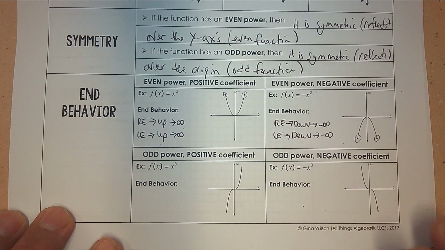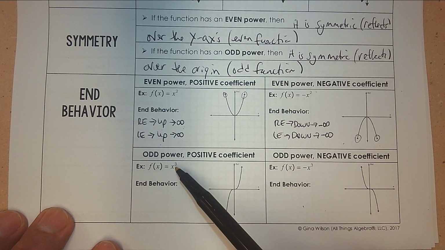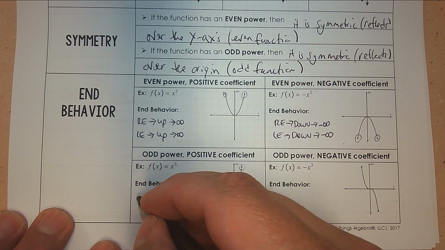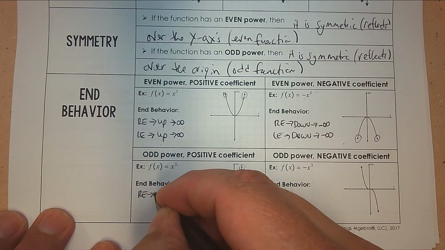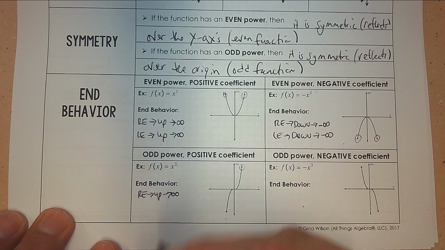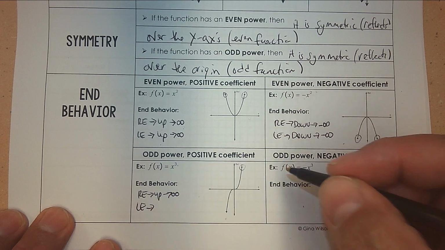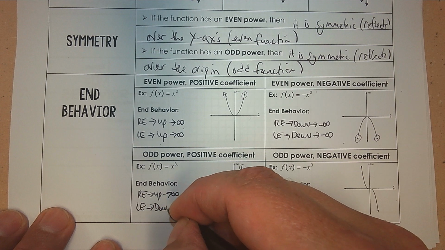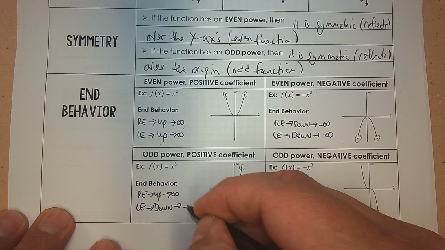Look at the next example. What happens if you have an odd exponent and it's positive in front? What happens to the ends? Well, they go in opposite directions. The right end goes up, which means it's approaching infinity. But if you look at the left end, you can see it's going in the opposite direction. The left end is going down, which means it's approaching negative infinity.